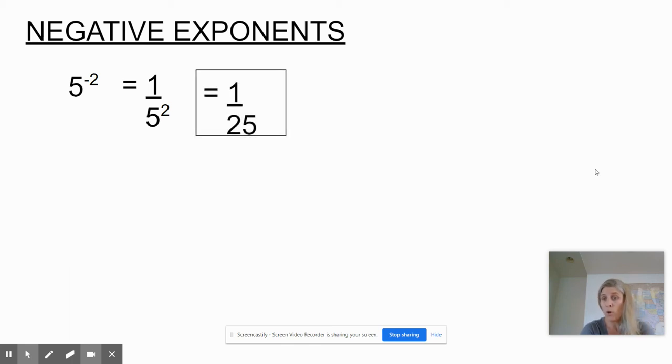So we then work out our 5 squared. 5 times 5 is 25. And so the answer for 5 to the negative second power is 1 over 25.